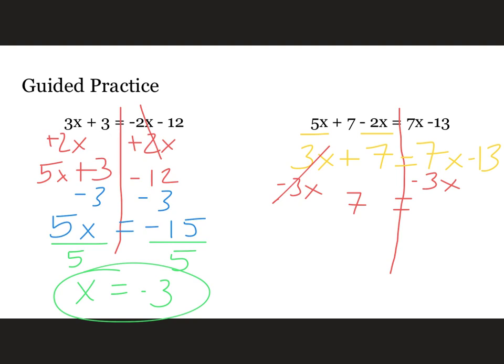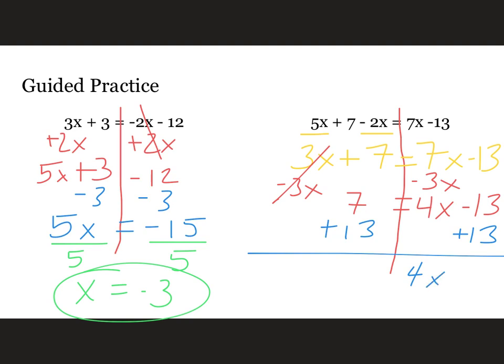Now I need to just simplify the right side of my equation. 7x minus 3x gets me 4x, and that minus 13 still stays the same since I haven't really touched that yet. In this case, now I want to look at that negative 13. I want to try to get 4x by itself. So in order to move minus 13 or negative 13, I have to add 13 to both sides. And when I simplify this, I'm left with 4x equals 7 plus 13, which is 20.